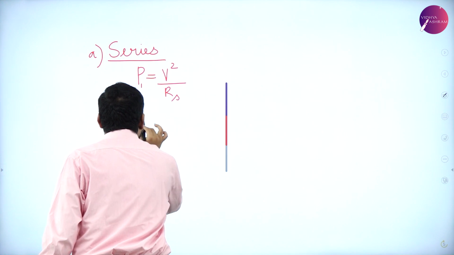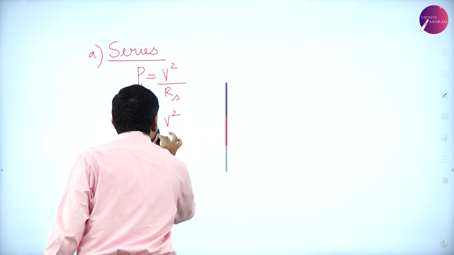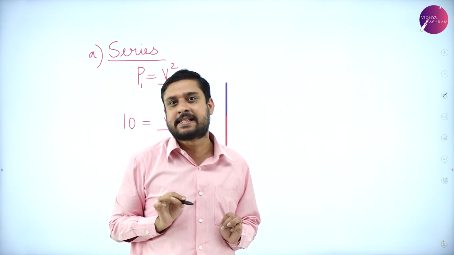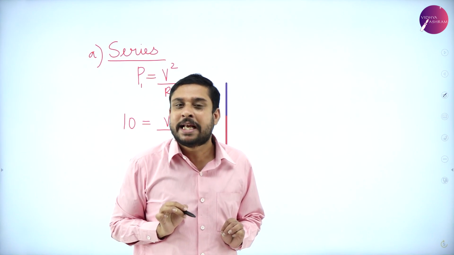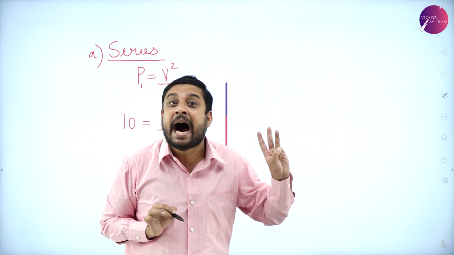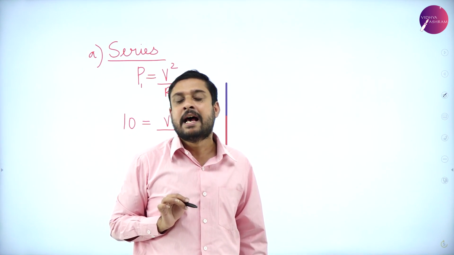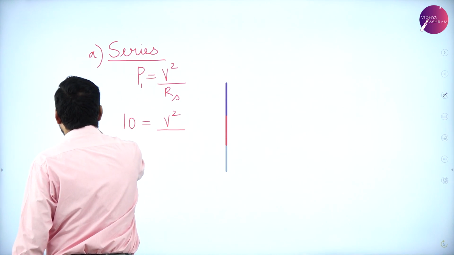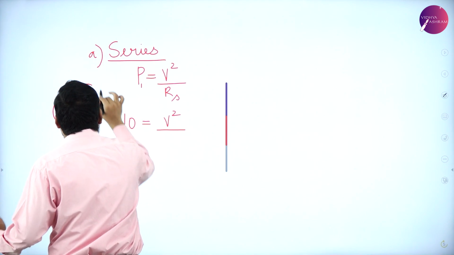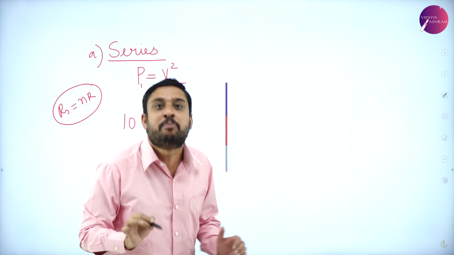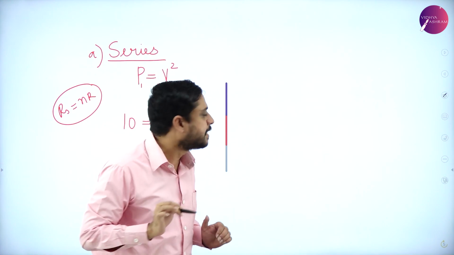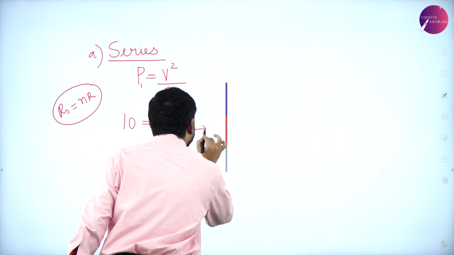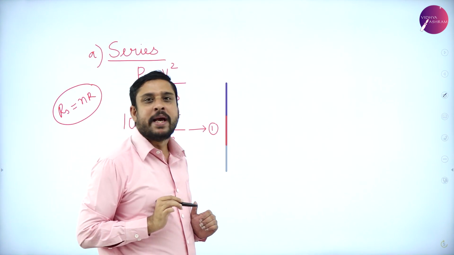So this is 10 equals V square divided by 3 identical resistors. Please remember, when 3 identical resistors are connected in series, the effective resistance is N into R. N is the number of resistors, R the resistance value. So this becomes 3 times R. This is equation 1.